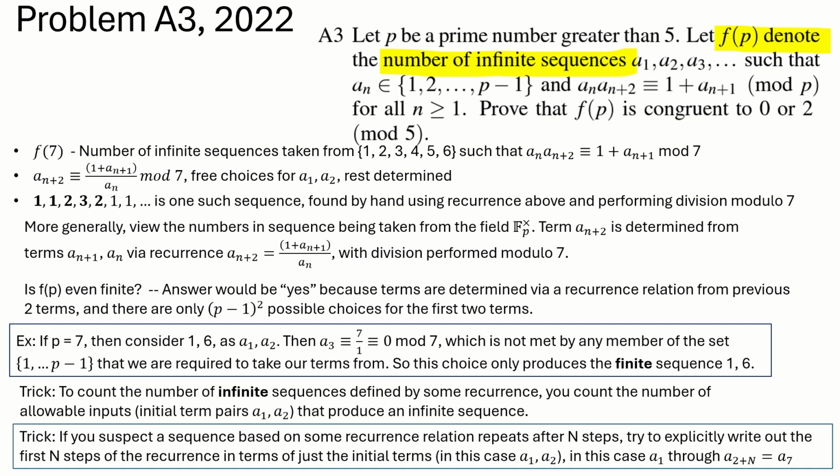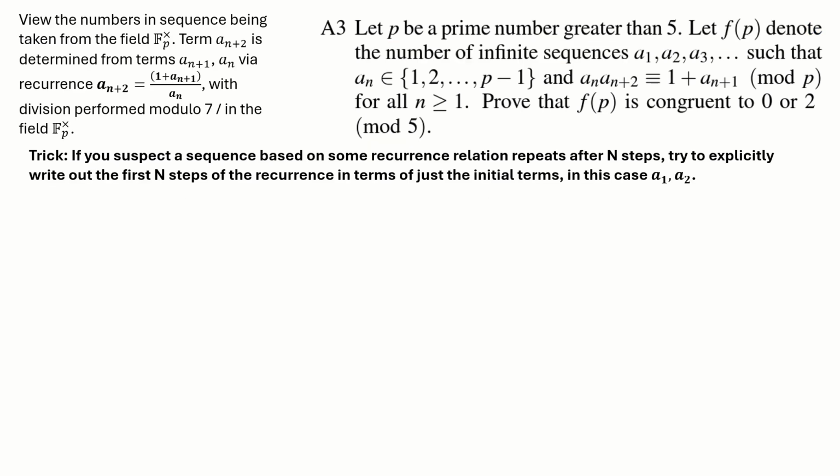What's interesting about our example for p equals 7 is that the sequence has period 5. We might guess that all sequences could have period 5. So let's try writing out the first 7 terms of an arbitrary sequence in terms of its initial terms a1 and a2 and see whether the 6th and 7th terms will match the first and second terms, in which case we'll have proven the desired period of 5.